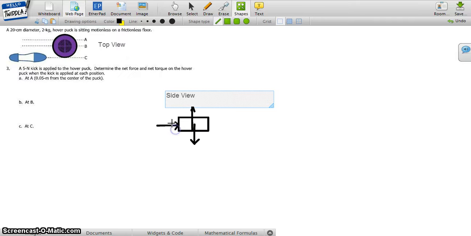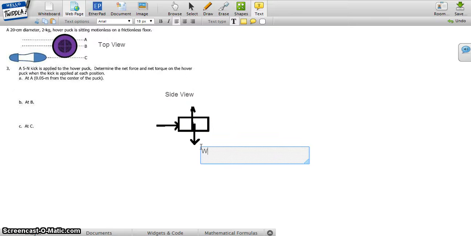This is going to help us figure out the net force, this free body. So again, this is the weight on the hover puck from Earth. This is the support force on the hover puck from the floor. And this is the force on the hover puck from the kick.